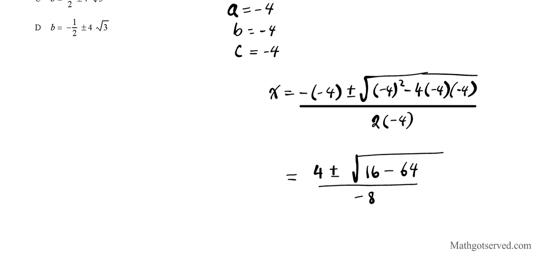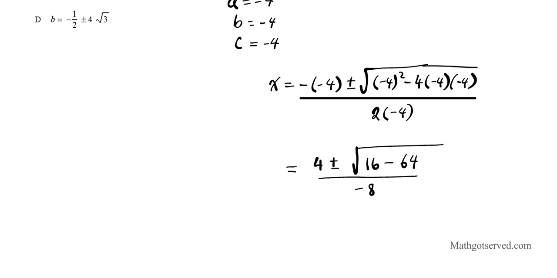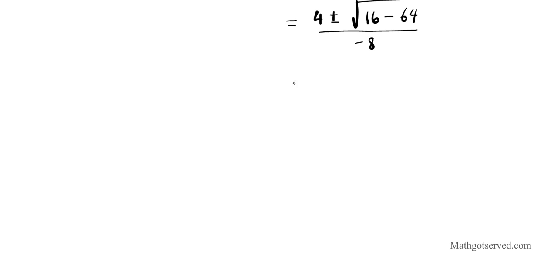All right, let's go ahead and simplify the radicand. We're going to have this equals 4 plus or minus the square root of 16 minus 64, which is negative 48, over negative 8. All right, let's go ahead and simplify negative 48. So the square root of negative 48. The square root of a negative comes out of the radicand as an i.